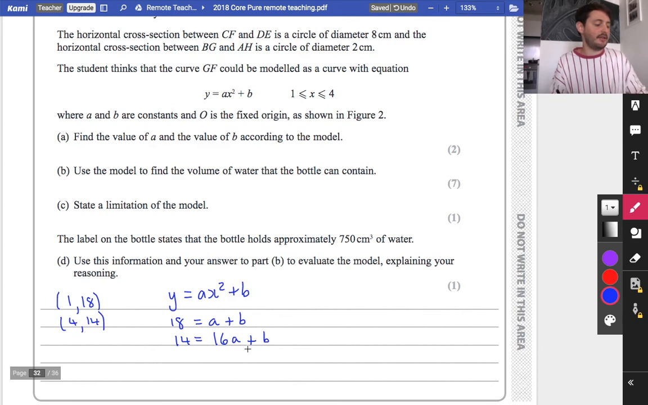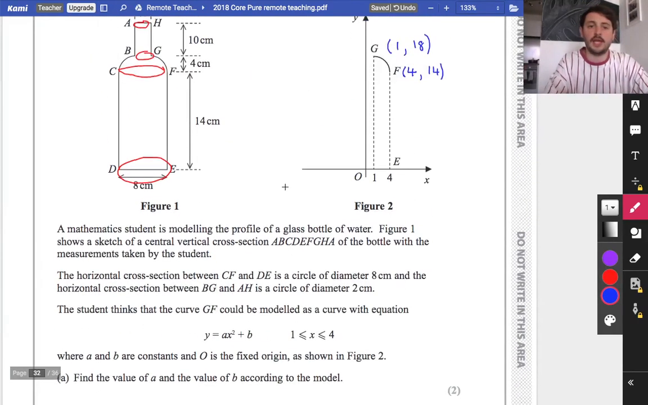Now I'm feeling really lazy by this point, so I would probably go to my simultaneous equation solver. And I've got two unknowns, so I'm going to do that. I've got 16a plus 1b equals 14, 1a plus 1b equals 18. And you get some surprising, horrible numbers. You get that a is minus 4 over 15, and b, just to make you think you've done it wrong, but you haven't, is 274 over 15. Only 2 marks.